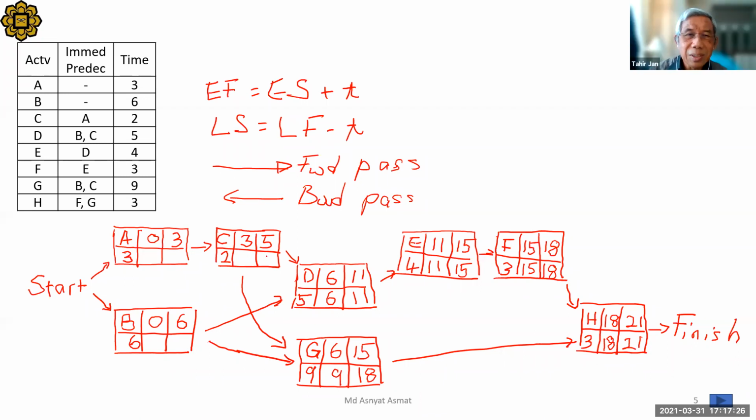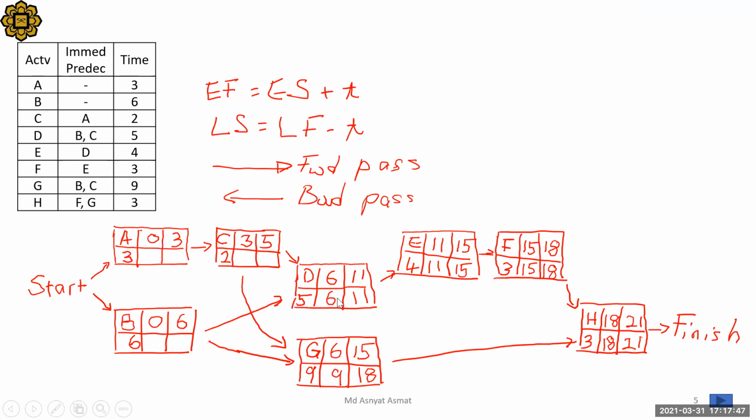Then let me go up here. C, late finish 9. Okay, look at C again. C has how many successors? Two successors. The late start for D is 6. The other one is 9. Agree? So it should be 6.